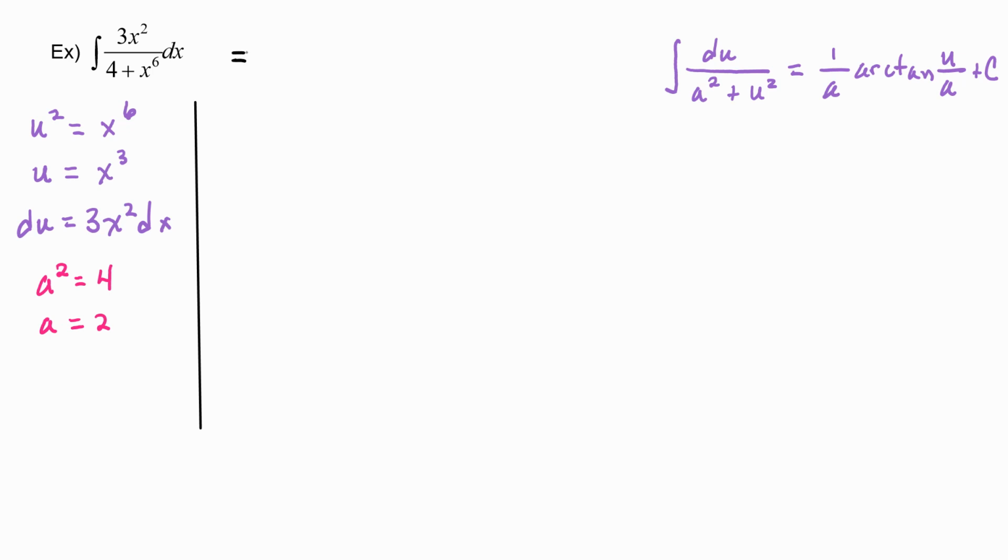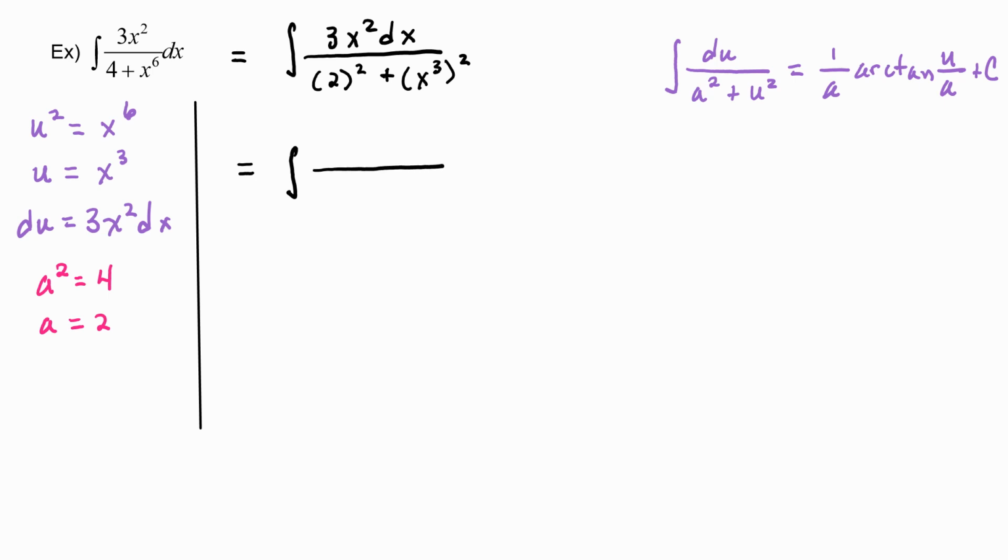So if we put this all together, we have the integral of 3x squared dx over 2 squared plus x cubed squared. And now we can do our u/du substitution and get the integral of du in the numerator and a squared plus u squared in the denominator.